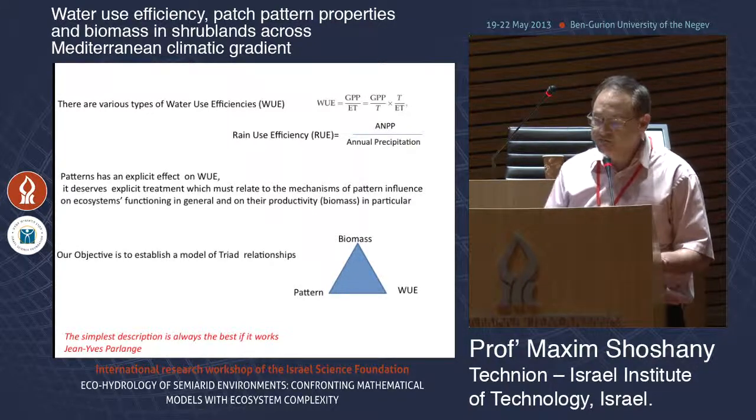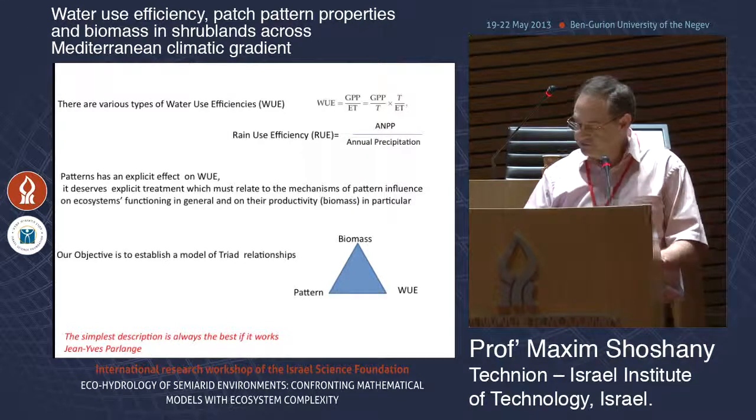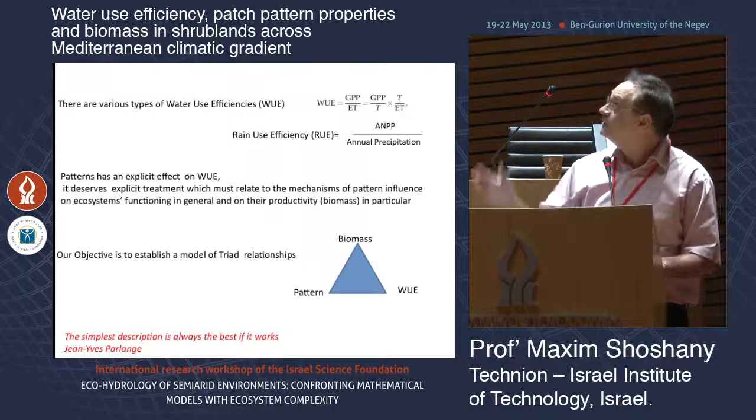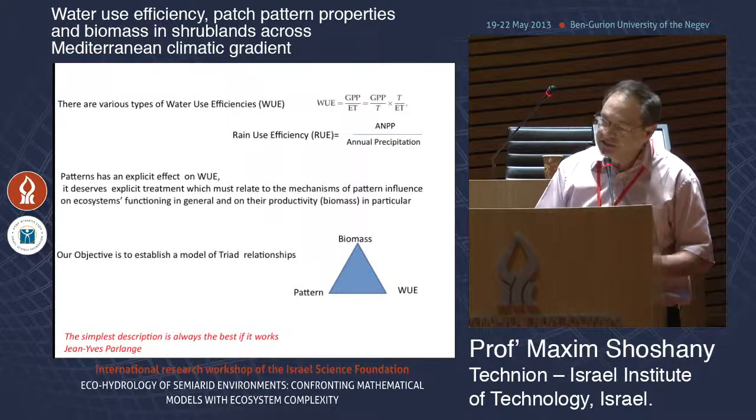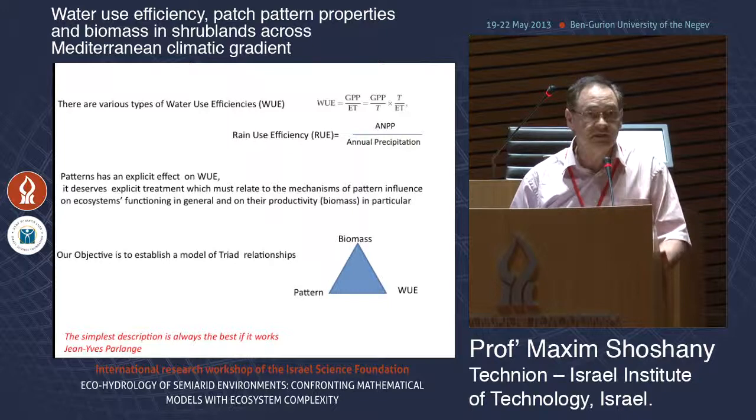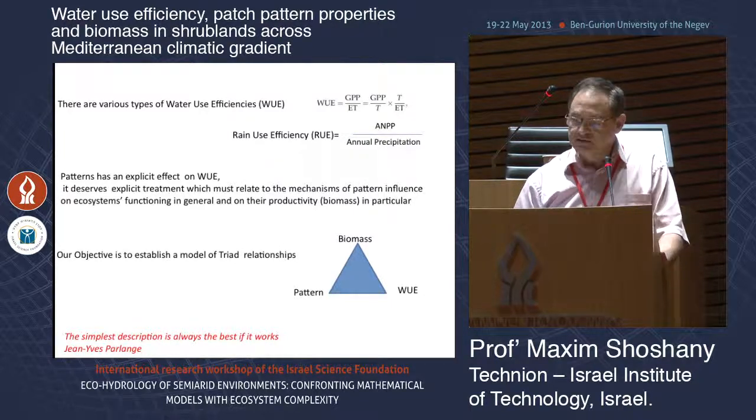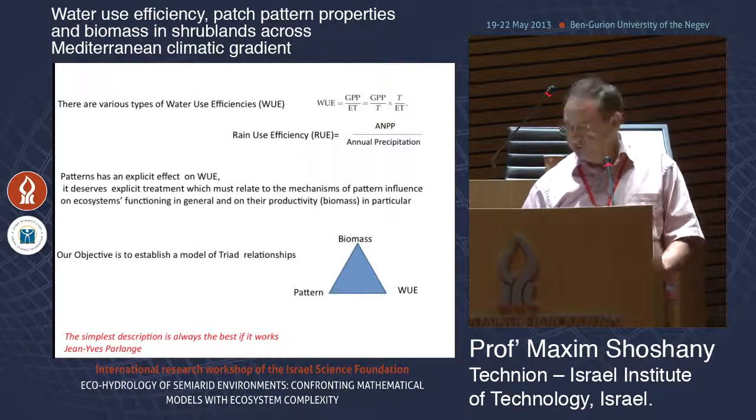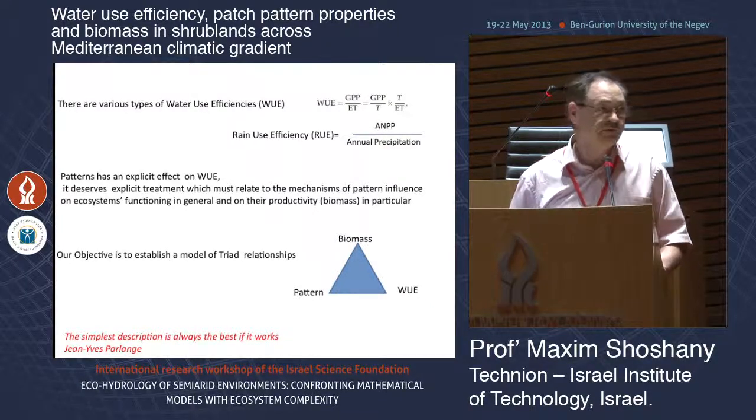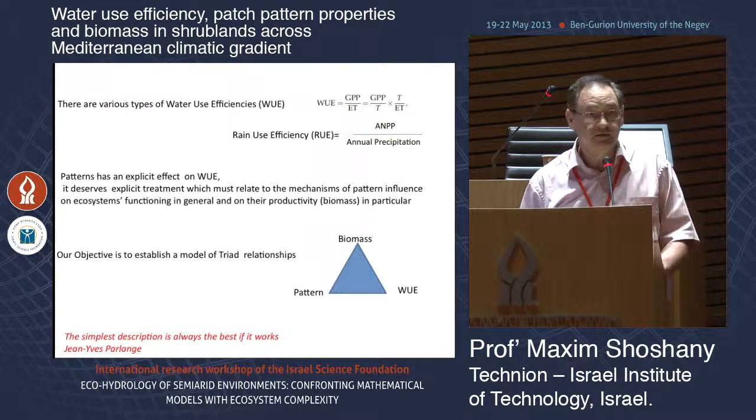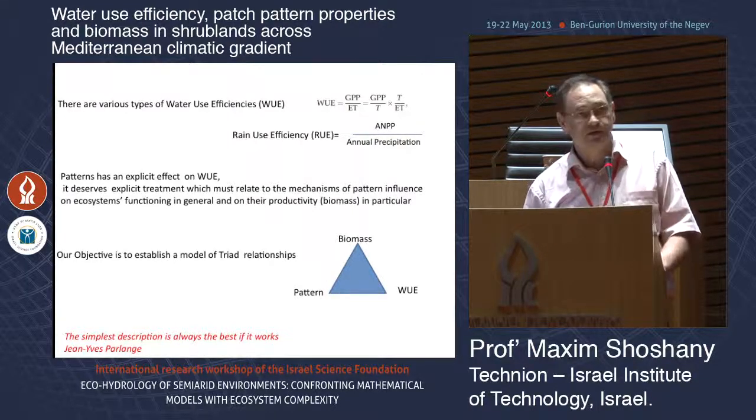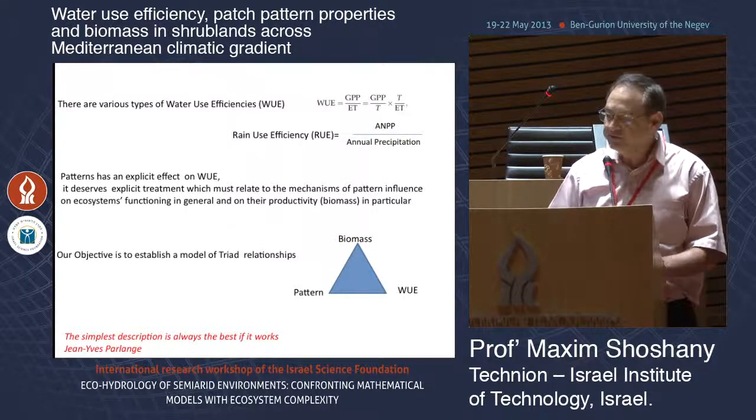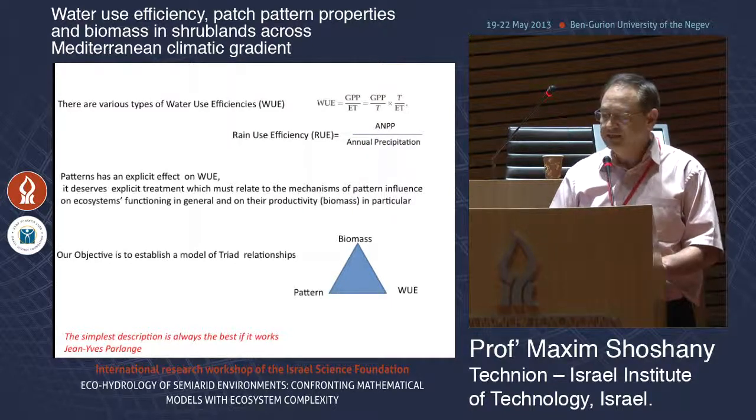There are various types of water use efficiencies, and I think we have seen them quite a lot during this workshop. We have seen this type of water use efficiency. Some people term it intrinsic water use efficiency. Some other people look at the ecosystem water use efficiency. And a lot of work is done using rain use efficiency, which relates to another balance of the system: ANPP, relative to the annual precipitation.